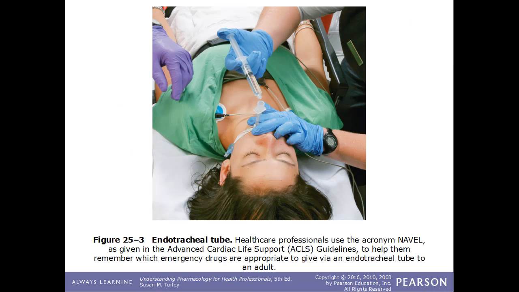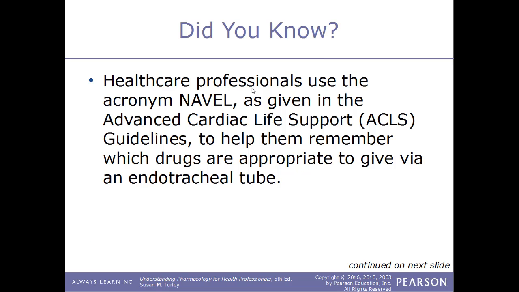In this image, we have someone who has already been intubated, and you can see here in the syringe a drug is about to be administered through the endotracheal tube. This tubing will go down through the trachea, down into the lungs, where this medication will be absorbed quickly into the bloodstream. Now, as I mentioned, only a certain number of drugs can be administered through an endotracheal tube, and there is an acronym used to describe which drugs this applies to.